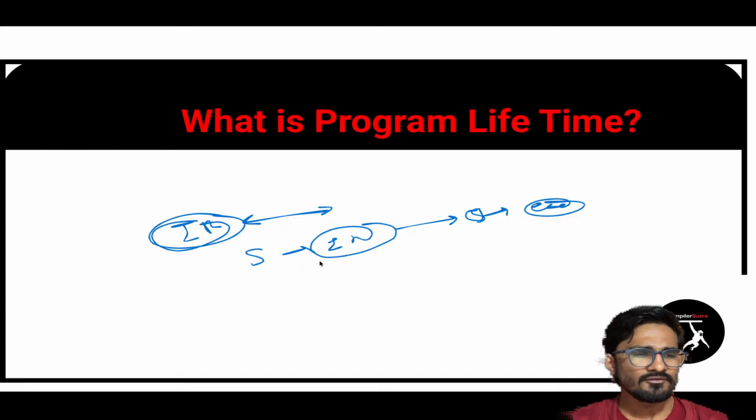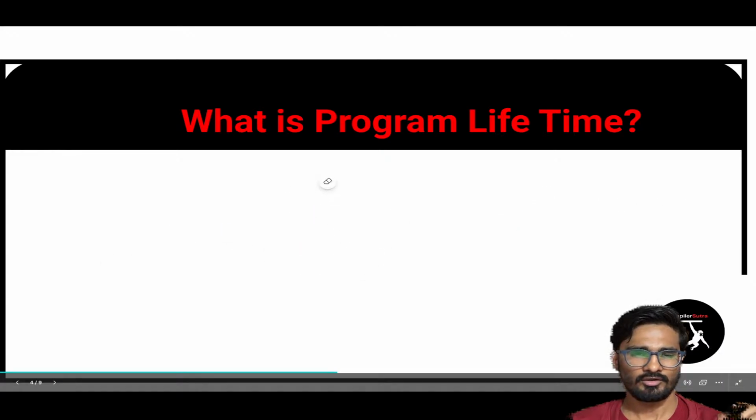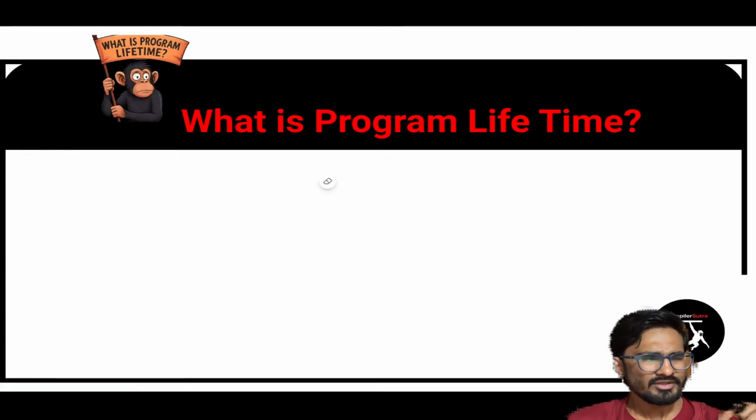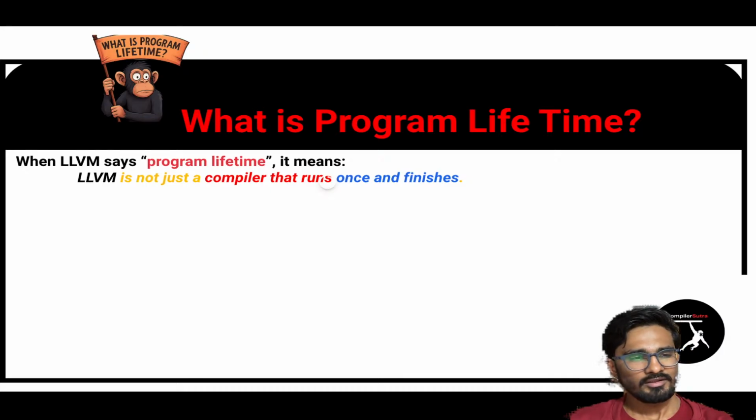So during the phase in LLVM when your source code exists in the IR format, it is called the program life. So in LLVM terminology, when I say program life, I mean the whole duration when your program exists in IR format. It's not actually entirely correct, but you can think like that. When LLVM says program life, it means that LLVM is not just a compiler which runs and finishes once.